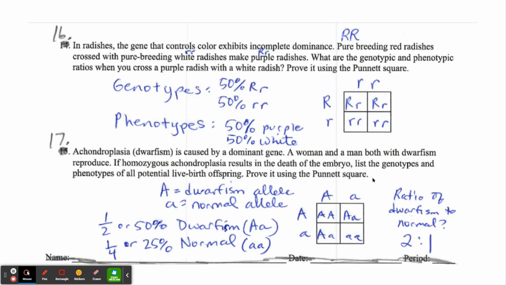In radishes, the gene that controls color exhibits incomplete dominance. Capital R, pure breeding red radishes crossed with pure breeding white radishes make up the purple radishes. Again, purple is between red and white. It's the intermediate color between those two main colors.